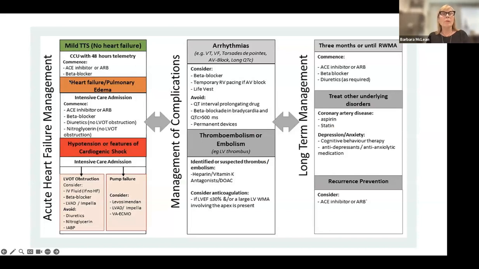So again, we say, okay, if you don't have cardiomyopathy or signs of heart failure, we're not going to treat heart failure. But once we start to see signs of heart failure, we're going to give you therapy for heart failure and, if necessary, for pulmonary edema. If you're hypotensive and you have cardiogenic shock, we're going to give you IV fluid. We're going to give you an LVAD or an Impella. We're not going to give you diuretics. We're not going to give you nitroglycerin. We're not going to give you a balloon pump. And then we're going to consider, again, that you really need ventricular assist. So we're going to consider Impella, and then we're going to consider VA ECMO.